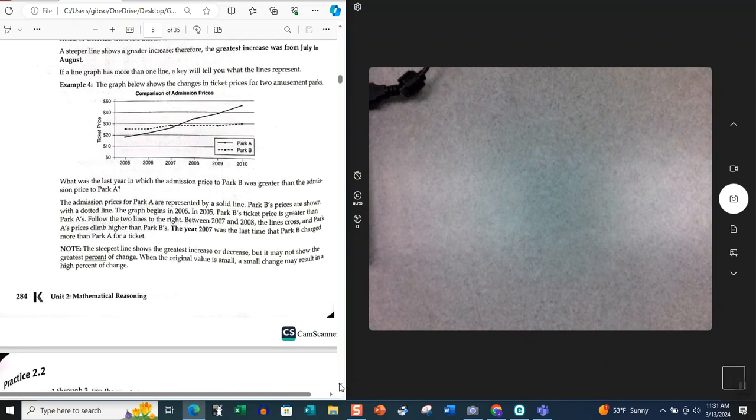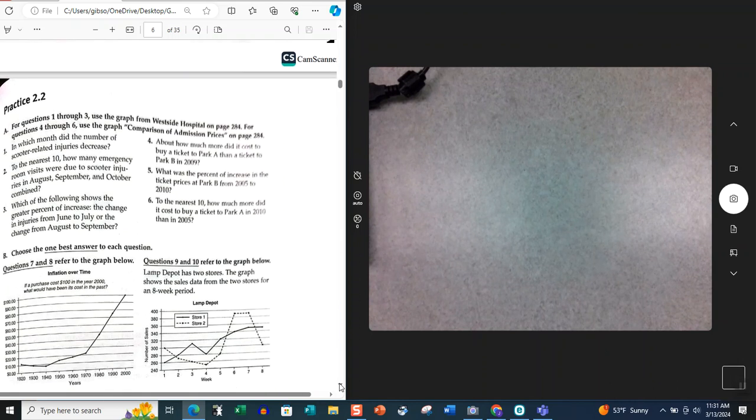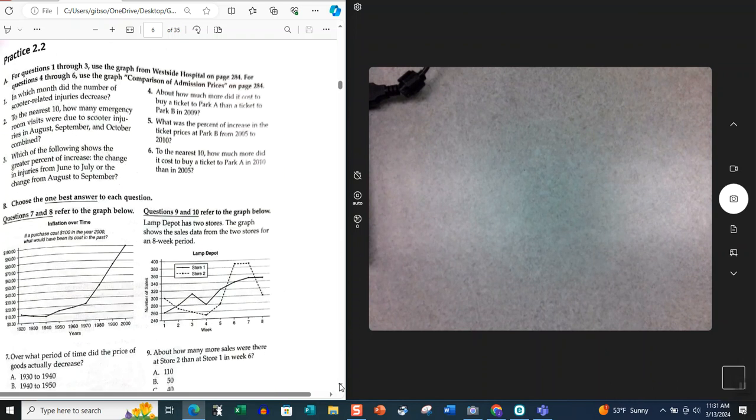Note, the steepest line shows the greatest increase or decrease, but it may not show the greatest percent of change. When the original value is small, a small change may result in a high percent of change. Now, practice 2.2. For questions 1 through 3, use the graph from Westside Hospital on page 284. For questions 4 through 6, use the graph comparison of admission prices on page 284.